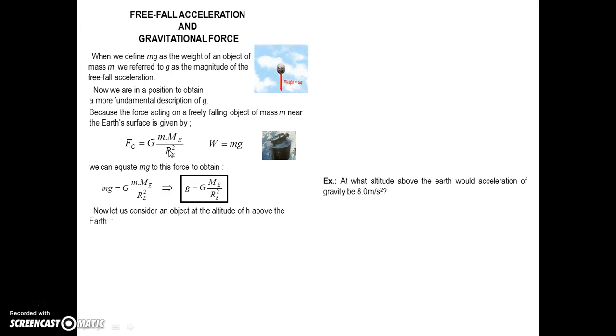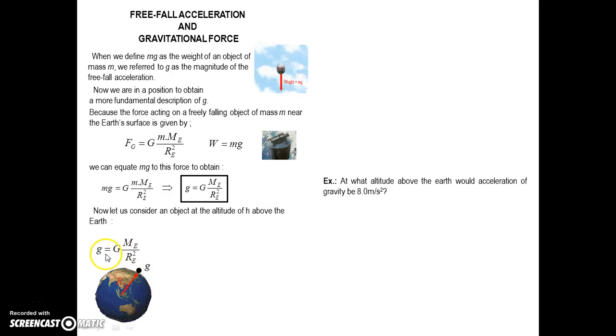Now let us consider an object at an altitude of h above the Earth. We use this formula if our object is near the surface of the Earth, but if there is an altitude, what will g be? Near the surface, we know g is the gravitational constant times the mass of the Earth over the radius of Earth squared. From this formula you can find the gravitational field.